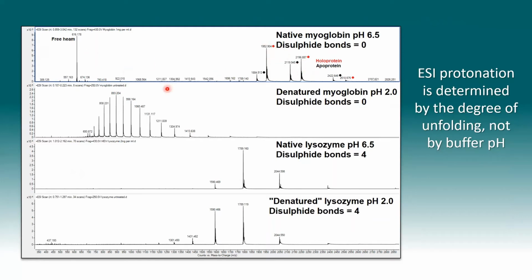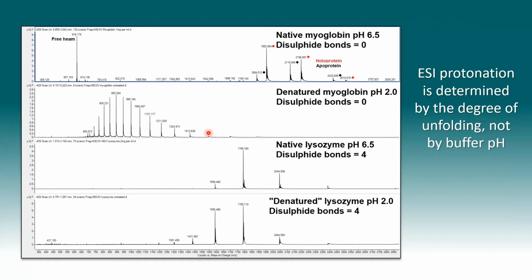This is the free heme. When we denature this protein by dropping the pH to pH 2 in methanol, we have this typical charge distribution for a denatured protein. If we compare that now with the same experiment, this time done with lysozyme, lysozyme has 4 disulfide bonds.